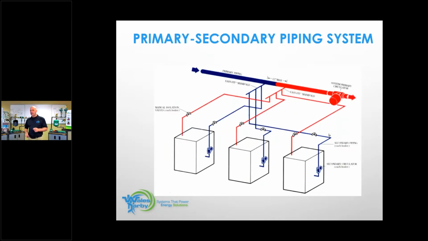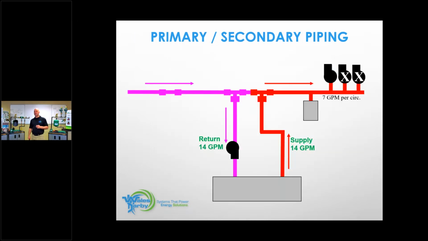This is what it would look like after it's piped in. And again, we would have reverse return. So this boiler here is going to be third in to the supply side, and it's going to be first out. That will guarantee that all boilers do the same work and have relatively the same temperature across them. We're not going to have one boiler heating the other boiler and the other boiler heating the third boiler, and just makes for an inefficient system.